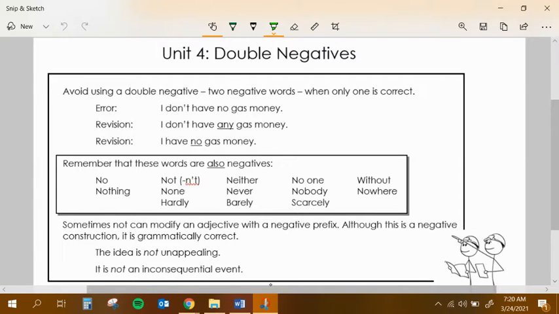Okay, so let's try this again in English. So today you're going to try looking at double negatives and how we repair double negatives. I sound like an idiot.